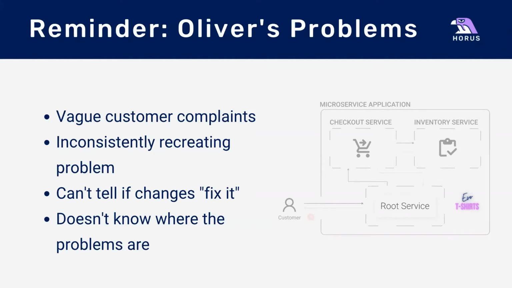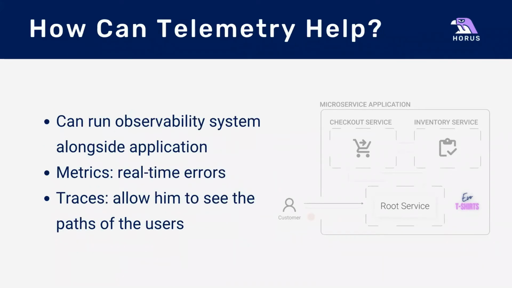So even if they have a suspicion of where the problem is, they can't necessarily fix it, because if they quote unquote fix it, is it really fixed, or were they just not able to regenerate the problem at all? So because they don't know where the problem is, they can't fix it, and they're stuck with a lot of grumpy customers. And this is where observability could really help out Oliver and his team.